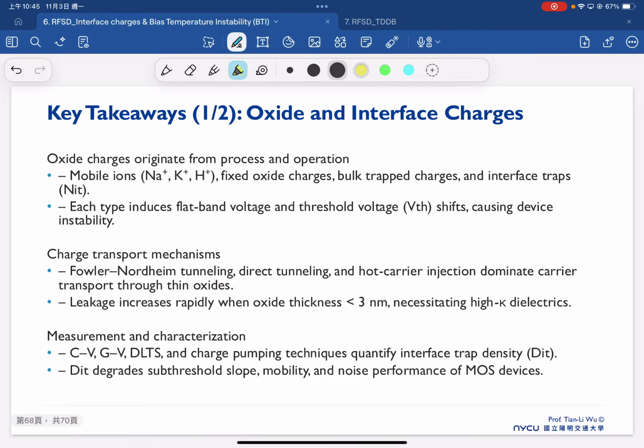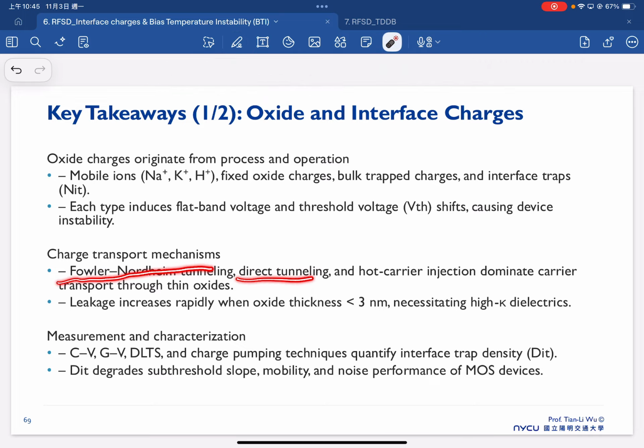Okay, so here is a summary for this chapter. In the beginning, we talk about the oxide interface charge. There are several oxide charges that can possibly be found in the dielectric. And then we also talk about certain charge transport mechanisms: Fowler-Nordheim tunneling, direct tunneling, hot carrier, and also the leakage current can increase very fast when the dielectric is below 3 nanometers.